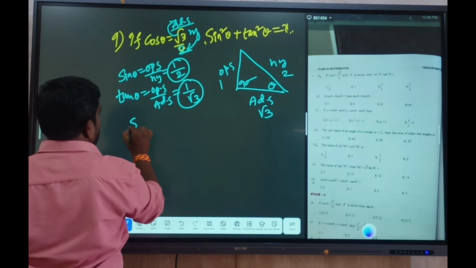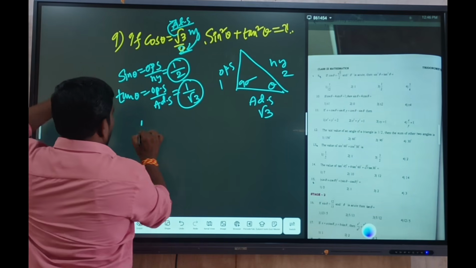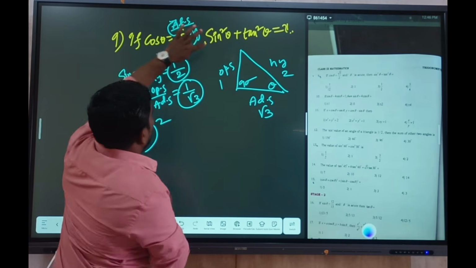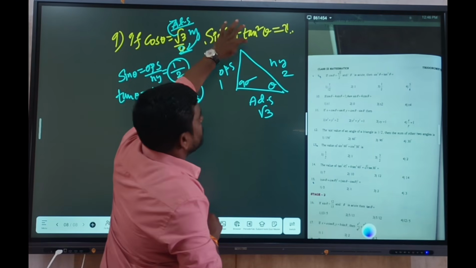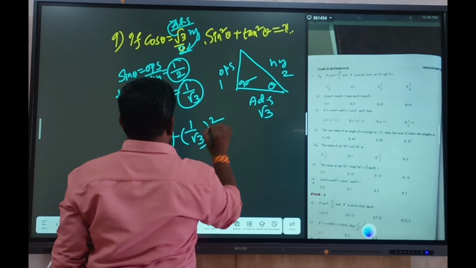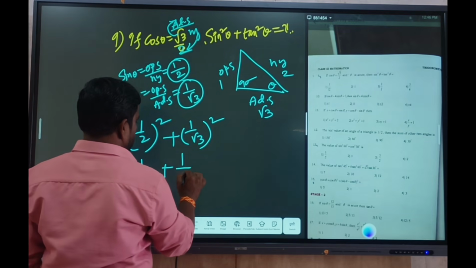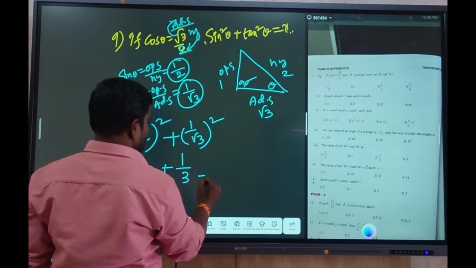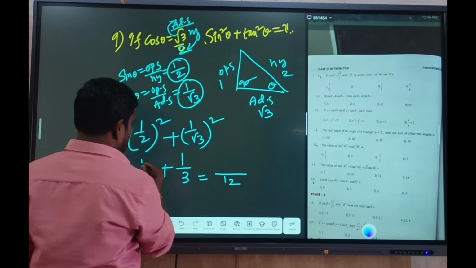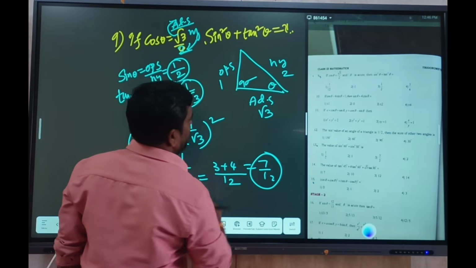Sin square theta plus tan square theta: sin theta is 1 by 2, so 1 by 2 whole square, plus tan square theta, which is 1 by root 3 whole square. So this is 1 by 4 plus 1 by 3. Four threes are 12. Cross multiplication: 3 plus 4, so 7 by 12.